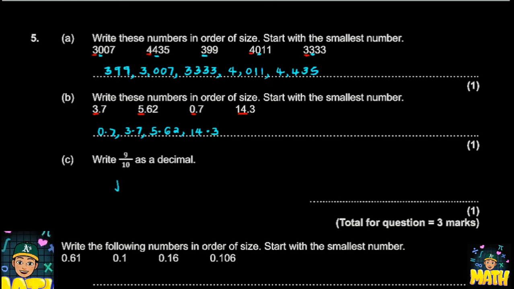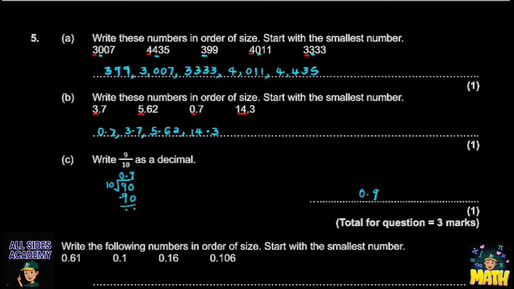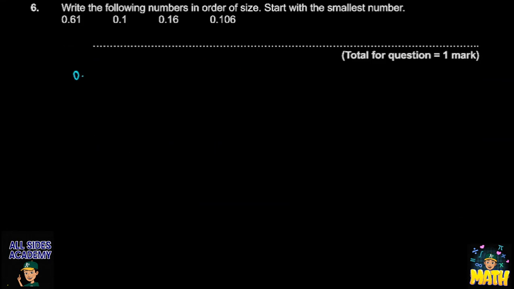All right, write this as a decimal. Using the long method, numerator in, denominator out. So you ask yourself how many times that goes into 90, and that is your answer. And then the last one here.